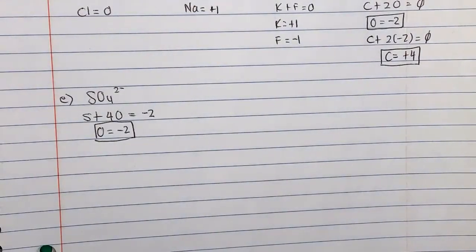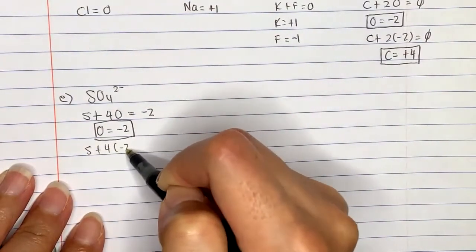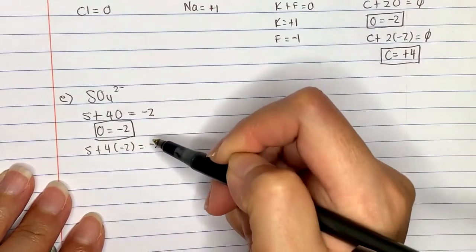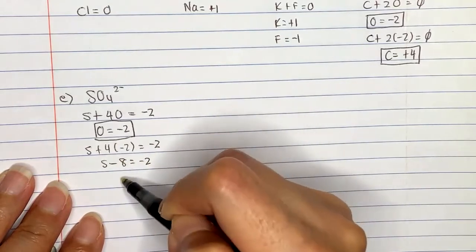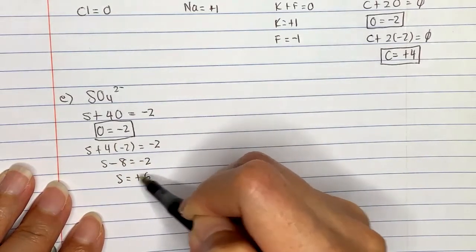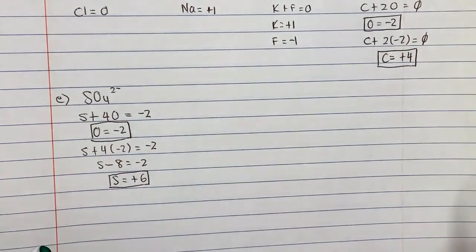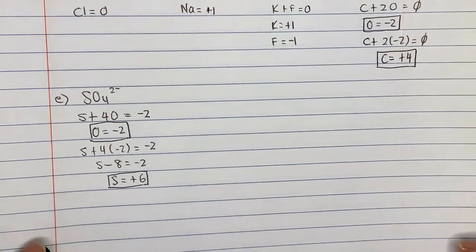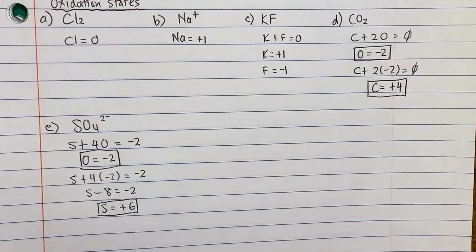And then once you decide what oxygen is, you have to calculate what sulfur should be. So let's put it in. Sulfur plus 4 of -2 equals -2. So what should sulfur be? Sulfur minus 8 is -2. Sulfur is +6. That's how you get the oxidation state of that guy. Okay? So basically, every element in every compound has an oxidation state. We have to calculate it.